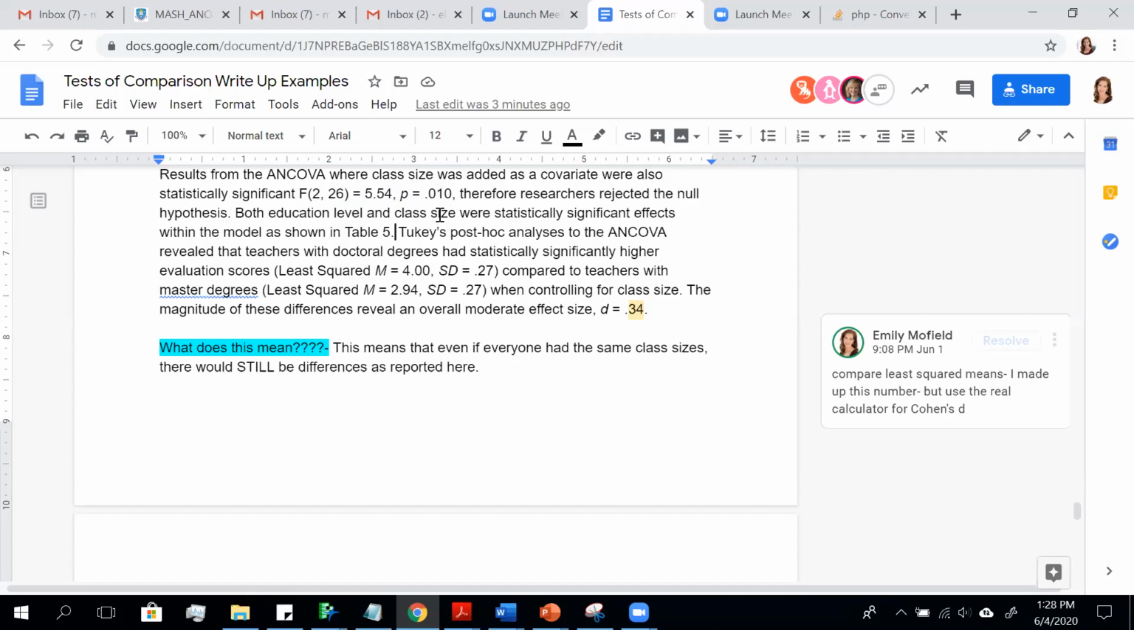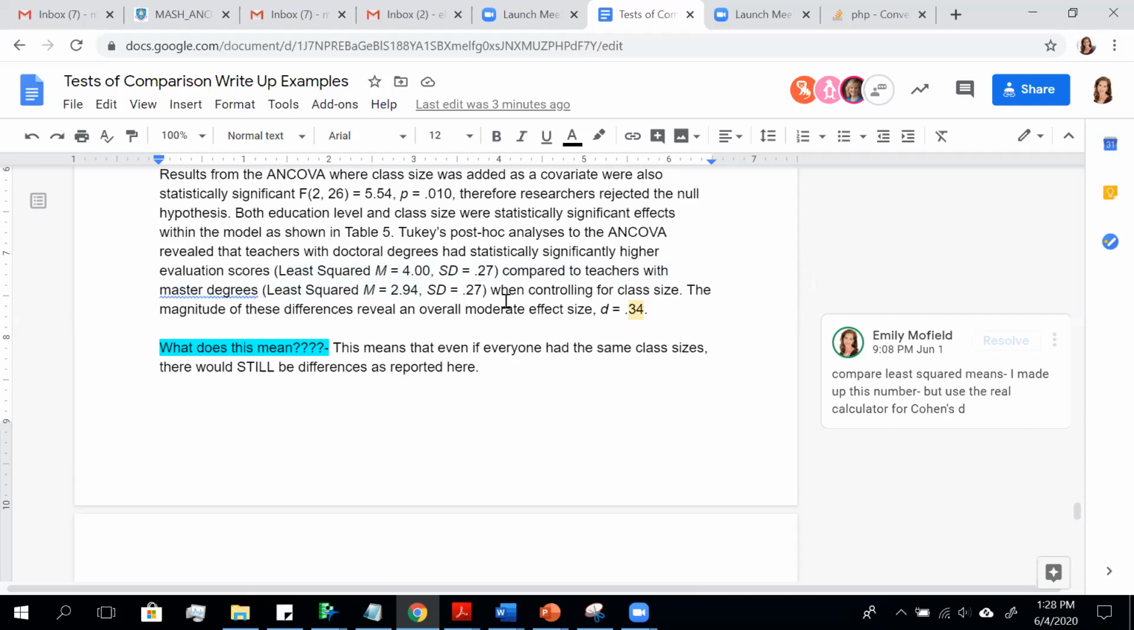Also, you can go on and say class size was also statistically significant here. Like, it's also having an effect. And I can show that in Table 5. I'll show you in a minute. You can say Tukey's post hoc showed that when comparing the least squared means, teachers with doctoral degrees were higher. So I'm reporting this from the least squared means table.